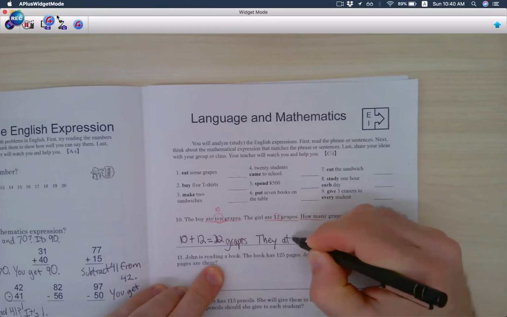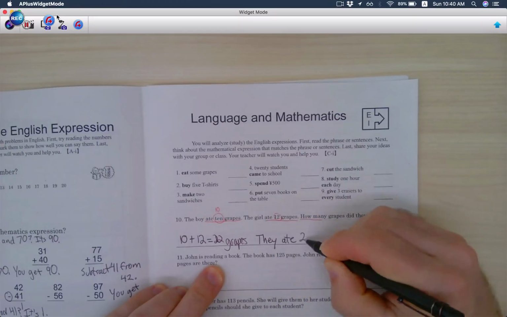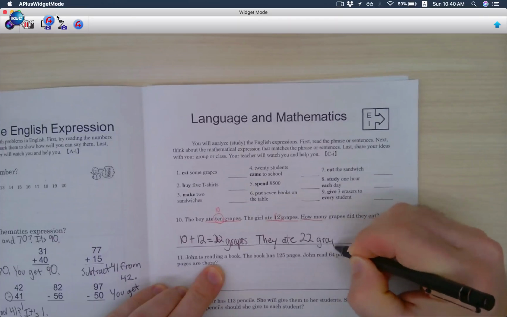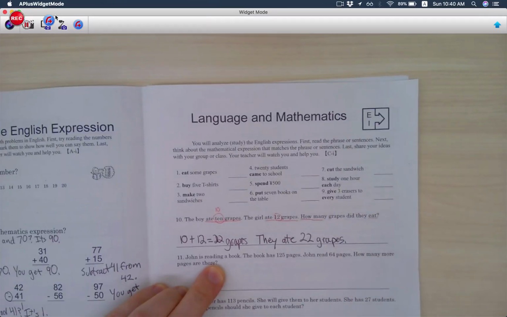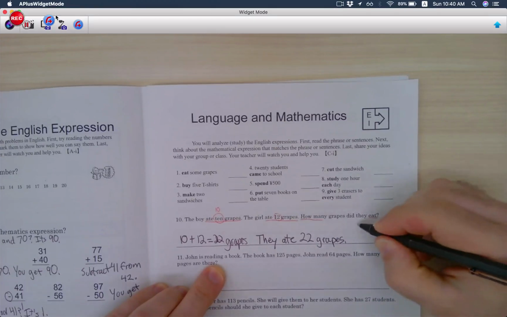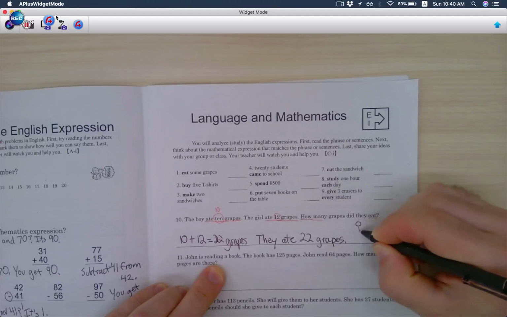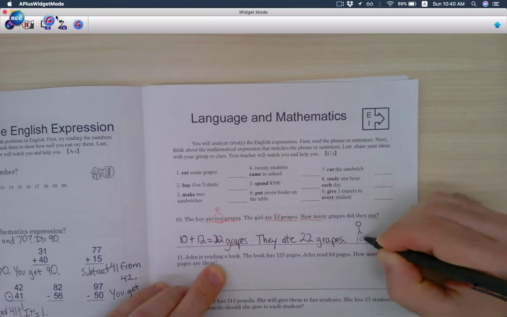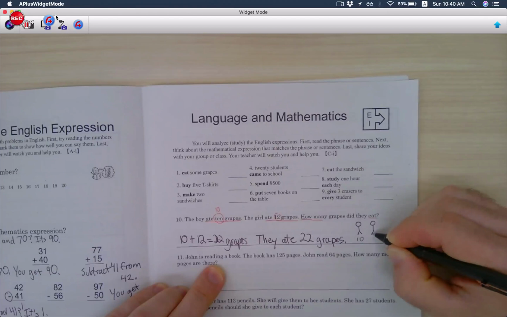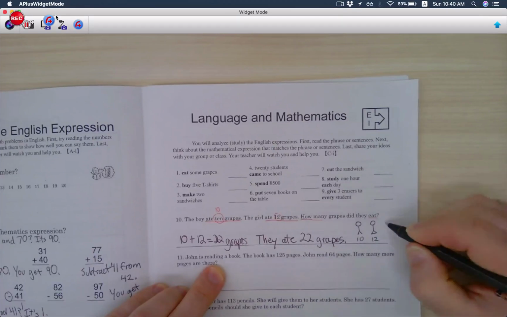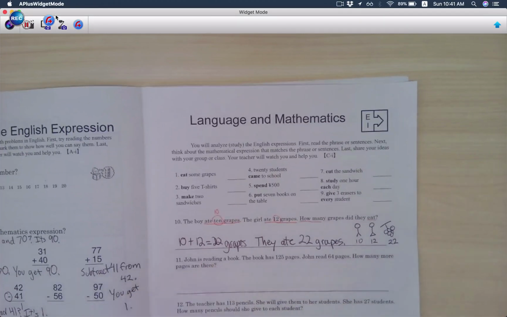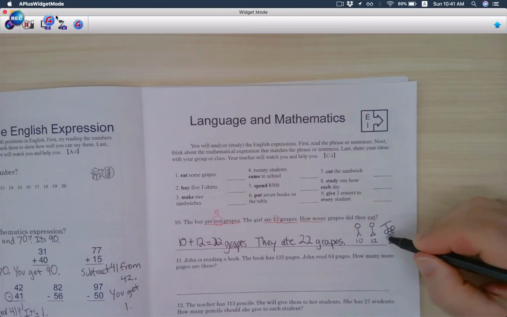But I could also write an English sentence. They ate 22 grapes. Finally, I could draw a picture. The boy had 10 grapes. The girl had 12 grapes. So altogether, there were 22 grapes eaten. And I guess since it's eaten, I'll have to show that they're gone.